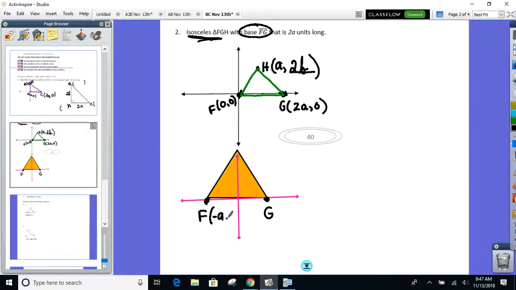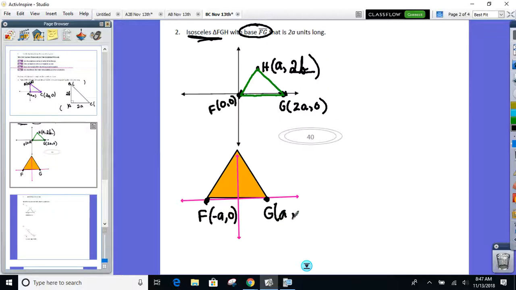Negative A, comma, 0. So right now, he's giving me, what's the length of F to the origin right now? No, 1. Just A units, right? And it's got to have a length of 2. So Roman, where are you going to put point G?